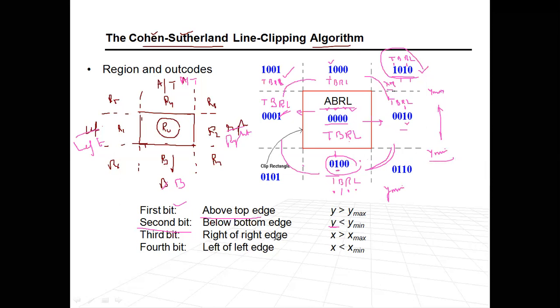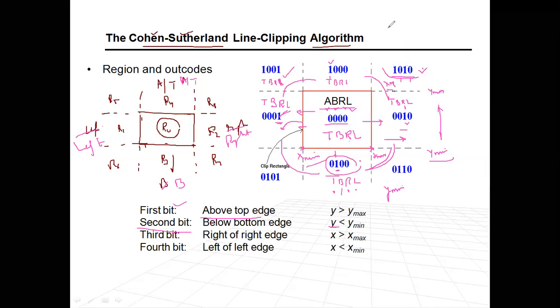Now the third bit is the right of the right edge, where we are moving away from x maximum. The right bit set to 1 indicates that we are moving right of the right edge, x greater than x max. If the first bit is set to 1, we are above the top edge; if the second bit is set, we are below the bottom edge. If we set the fourth bit as 1, then we are moving left of the left edge, beyond x minimum.